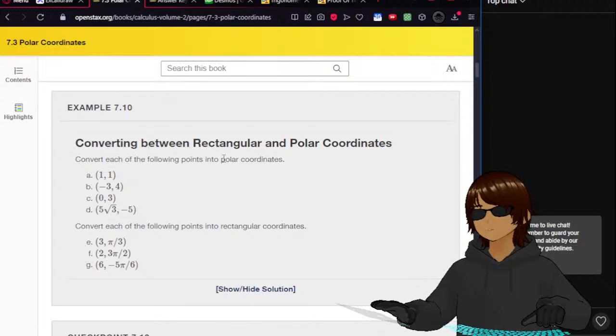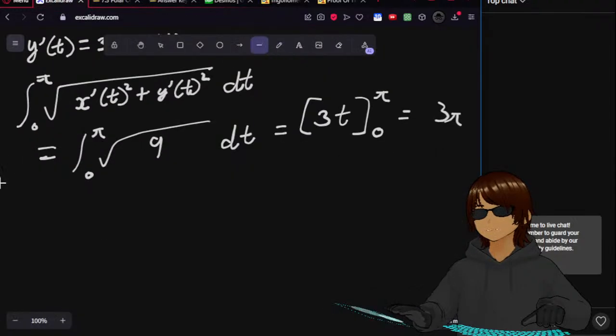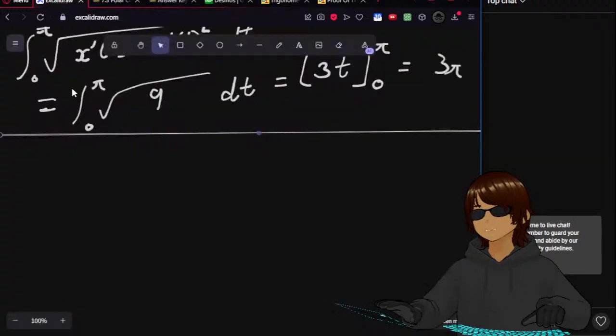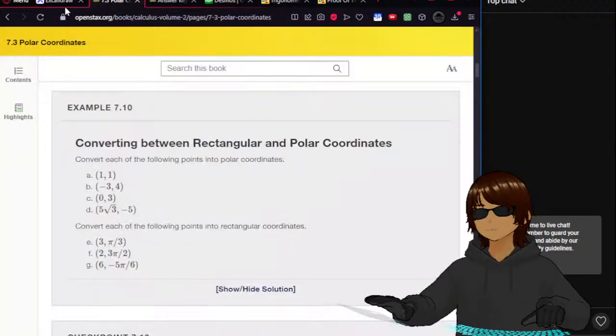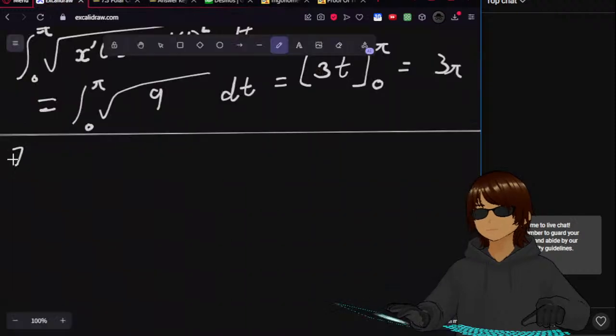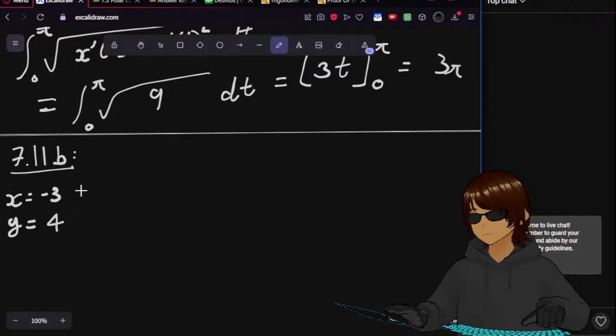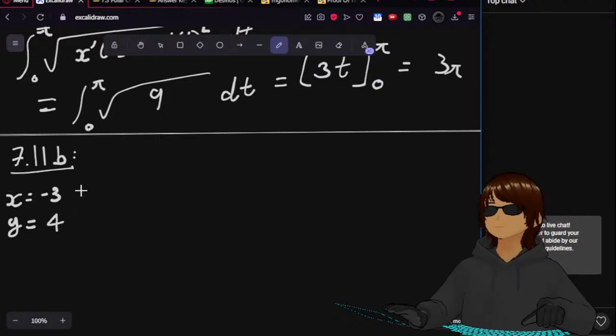Converting between rectangular and polar coordinates. Convert each of the following points into polar coordinates. Let's try -3 and 4.